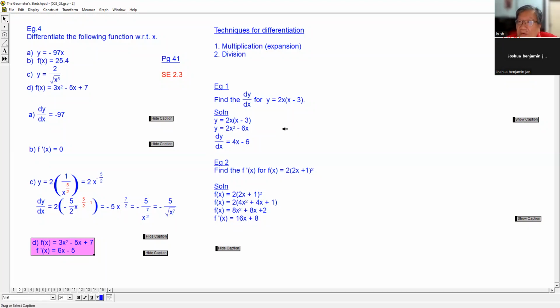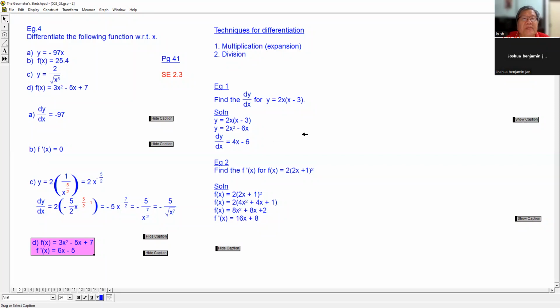Now I perform the differentiation. 2x squared, bring down the 2. 2 multiplied by 2 is 4. 2 minus 1 becomes x to the power of 1. So 4x. Negative 6x differentiates to negative 6. So this is the answer: dy/dx equals 4x minus 6.